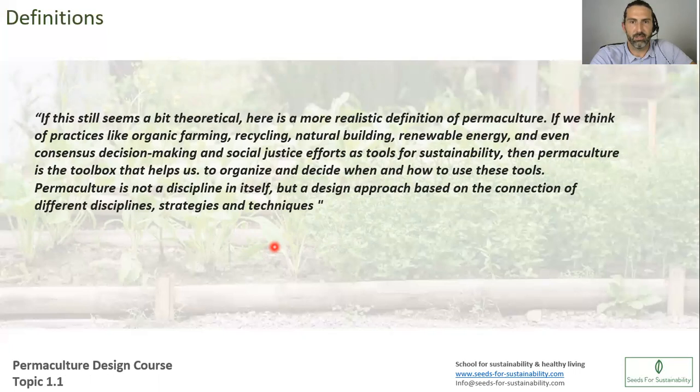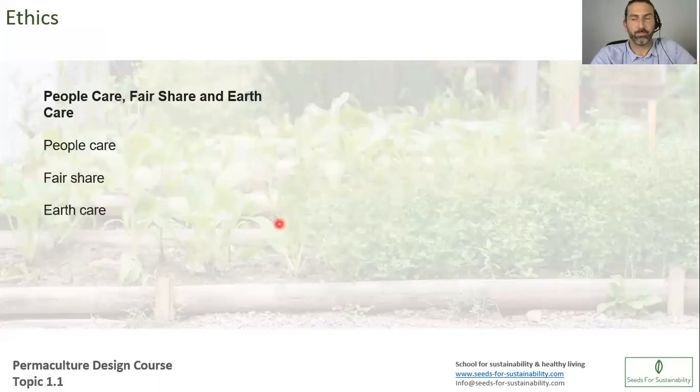Permaculture is not a discipline in itself, but a design approach based on the connection of different disciplines, strategies, and techniques. I think with this definition, it becomes much clearer what we can think of when we mention permaculture. What distinguishes permaculture from other approaches like regenerative agriculture or organic agriculture is that we use certain ethics and principles. We will learn about those principles in the next class.